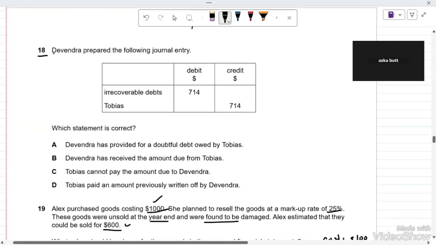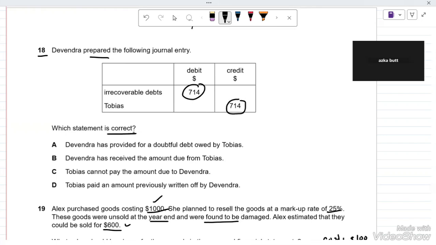Okay. Question number 18. Devendra prepared the following journal entry: irrecoverable debts 714 debit, and Tobias 714 credit. Which statement is correct? Here, as you can see, it is the bad debts entry. It means that Tobias cannot pay the amount due to Devendra, so that's why Devendra made this entry. The debit entry is irrecoverable debts, and the credit is Tobias. So Tobias will not be able to pay the 714 to Devendra. So C option is the right option.